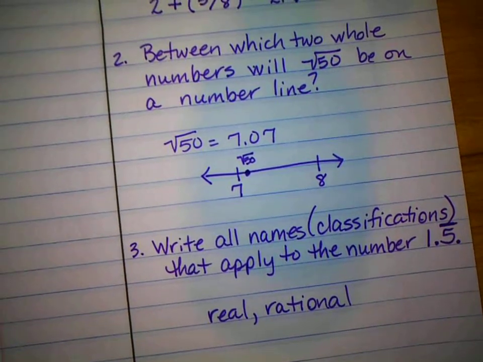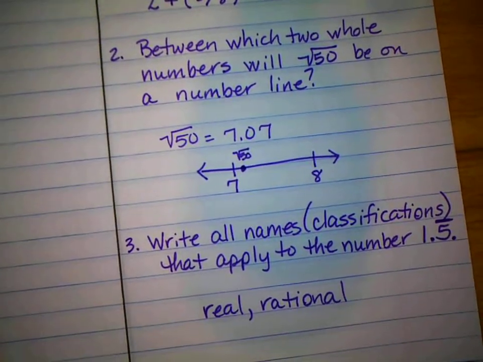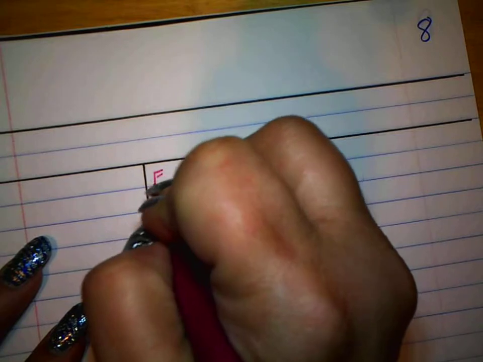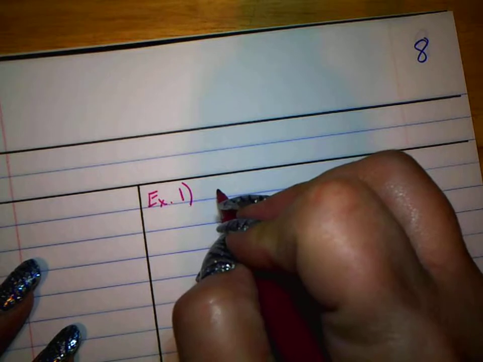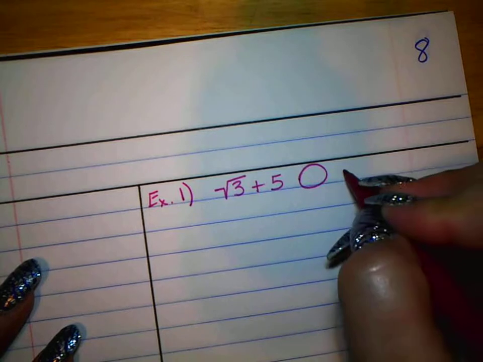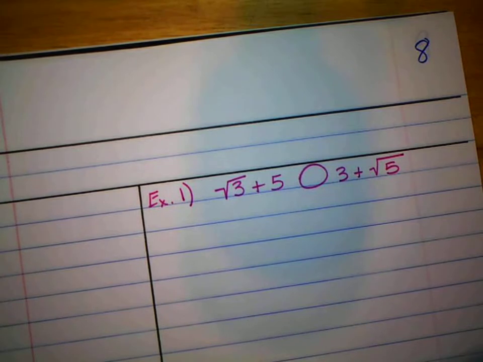I'm going to start our notes for today, first of all, by turning the page because I don't have enough room. Example number 1 wants us to compare these two expressions. And when we compare these two expressions, we're going to use greater than, less than, or possibly equal to.